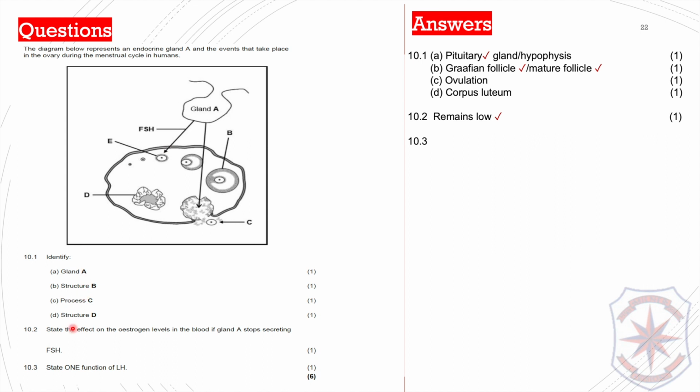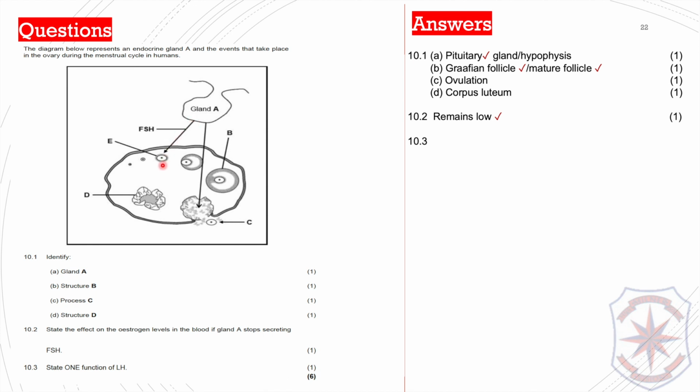Oh, it just says state the effect. Marker location 1. Alright? Marker location 1. State the effect on estrogen levels in the blood if gland A stops secreting FSH. So, what does FSH do?